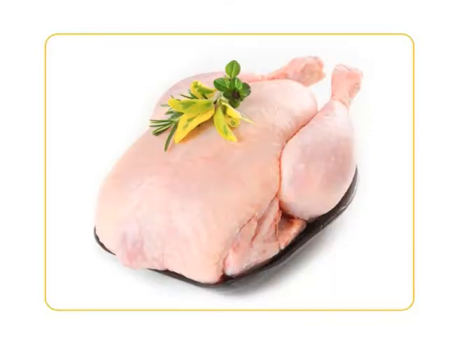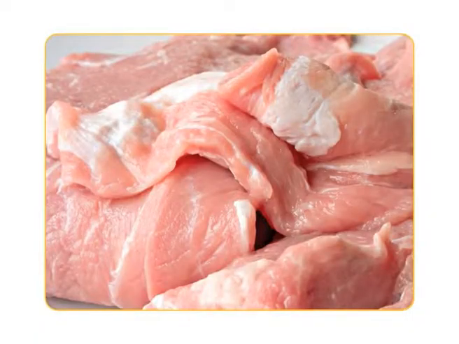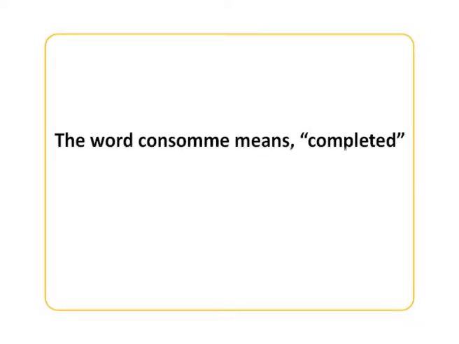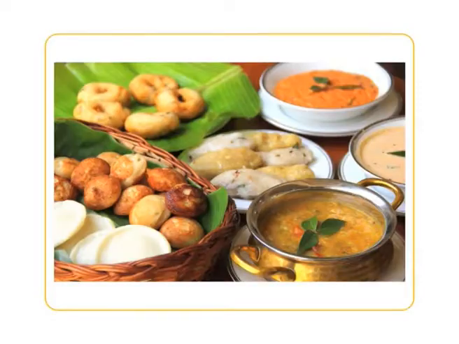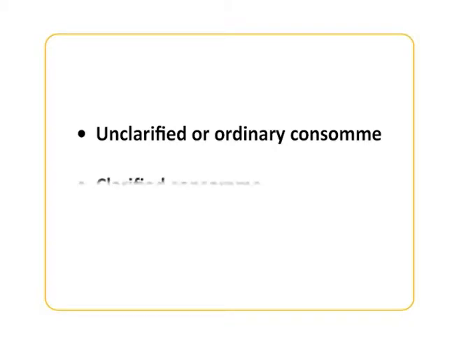This can be made from poultry, beef, veal and vegetables, for example, consommé. The word consommé means literally completed or concentrated. In other words, a consommé is a strong concentrated stock. In classical cuisine, this was all that was necessary for a stock to be called a consommé. In fact, two kinds were recognized: unclarified or ordinary consommé and clarified consommé.